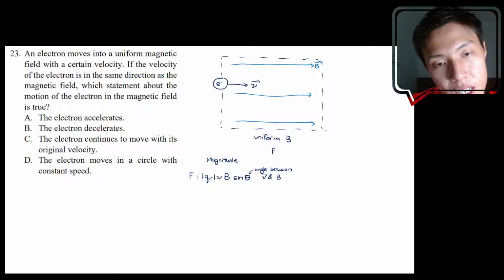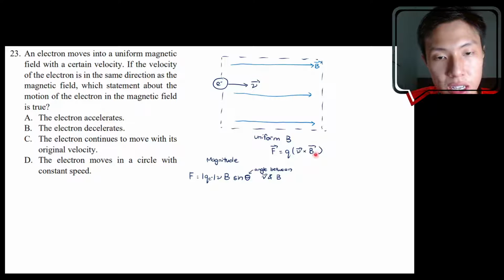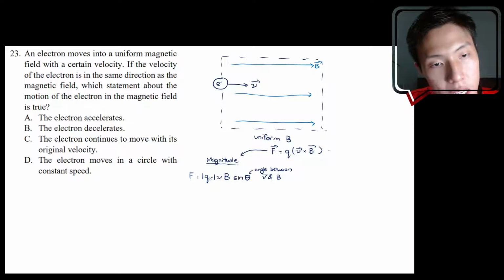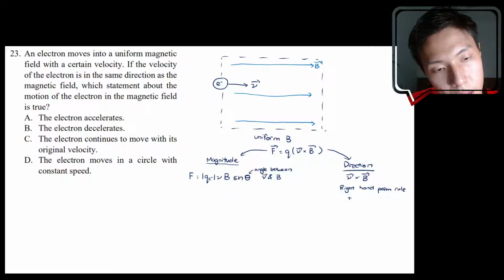Okay, it all comes from this equation here. If you break the v cross B over here, then you get vB sine theta. So this equation here tells us something about the magnitude. It also tells us something about the direction. I've written this a few times. Direction is v cross B. You use your right hand palm rule. Then if it's positive, you follow the direction of your thumb. If it's negative, it's opposite the direction of your thumb.